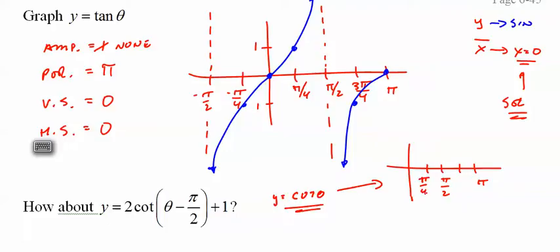Pi over 4, 3 pi over 4. Now the asymptotes, 1, negative 1, have moved because now it's x over y. And sine equals 0 at 0 and pi. At pi over 2, cotangent is 0, and at pi over 4, it's 1, and at 3 pi over 4, it's negative 1.